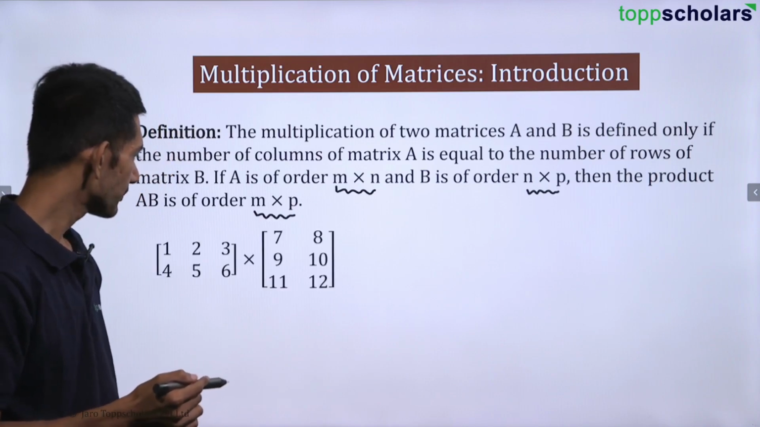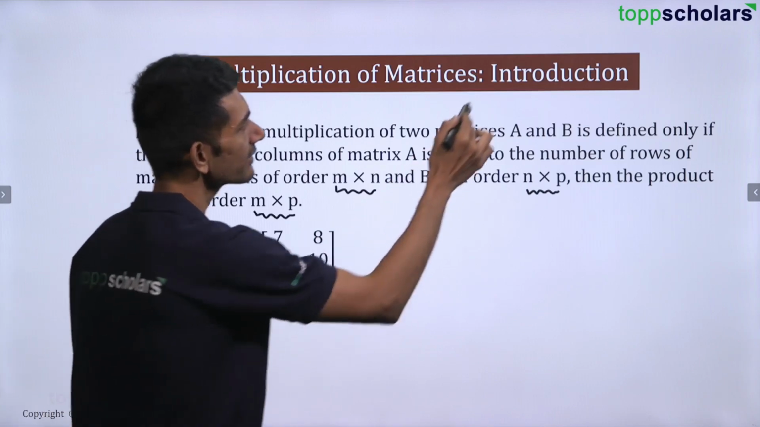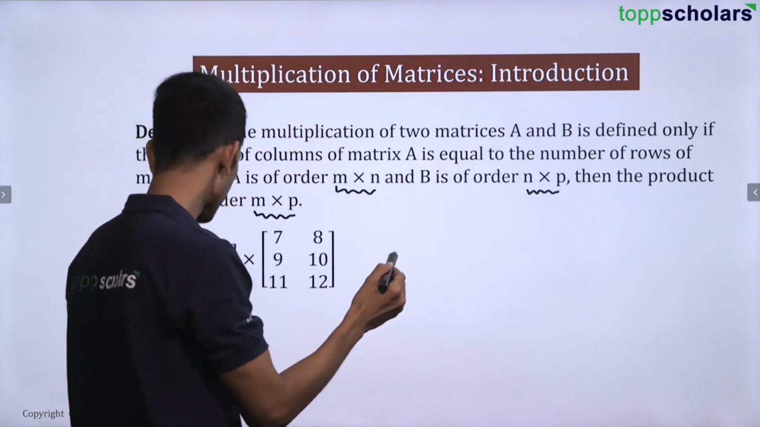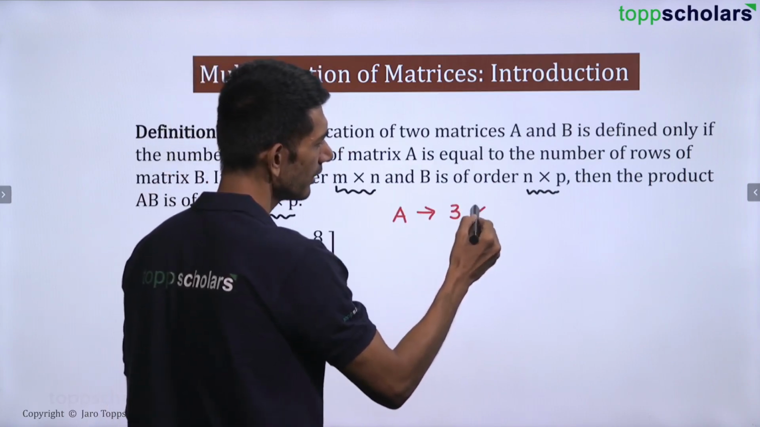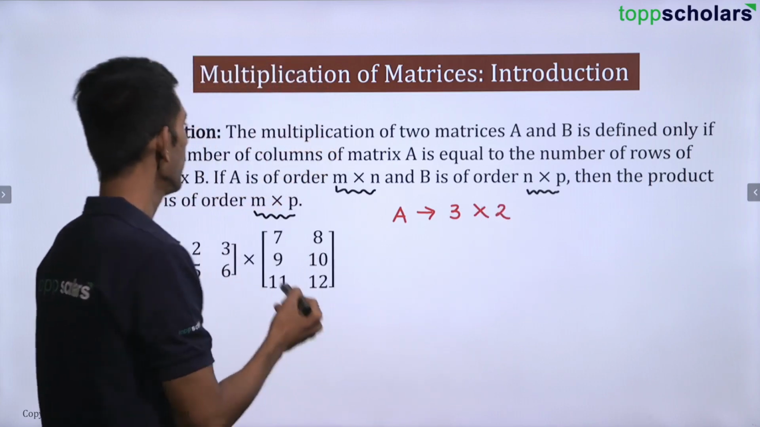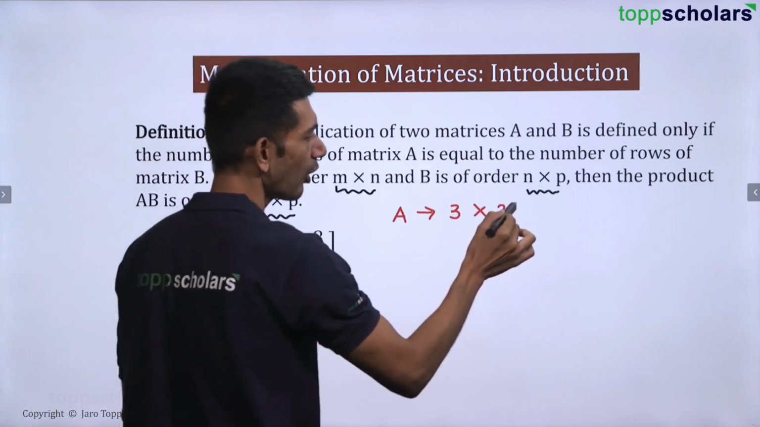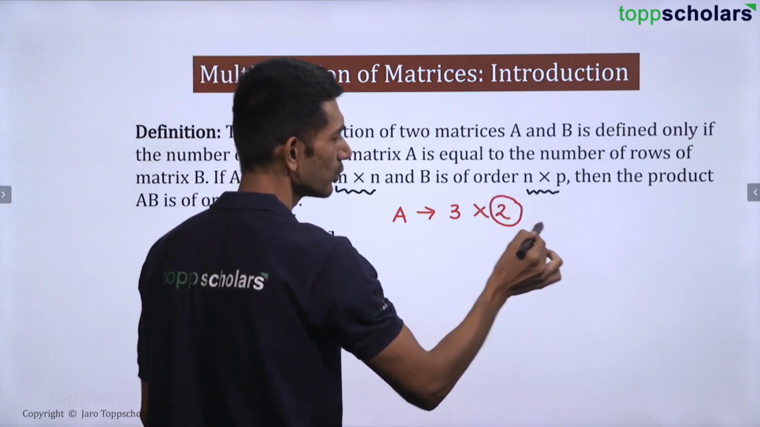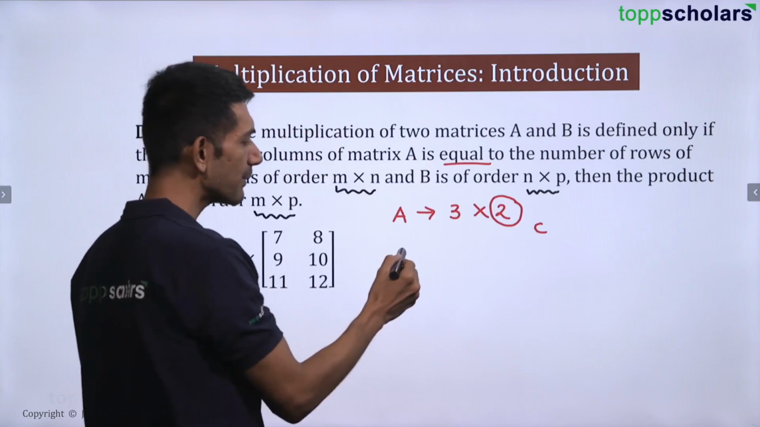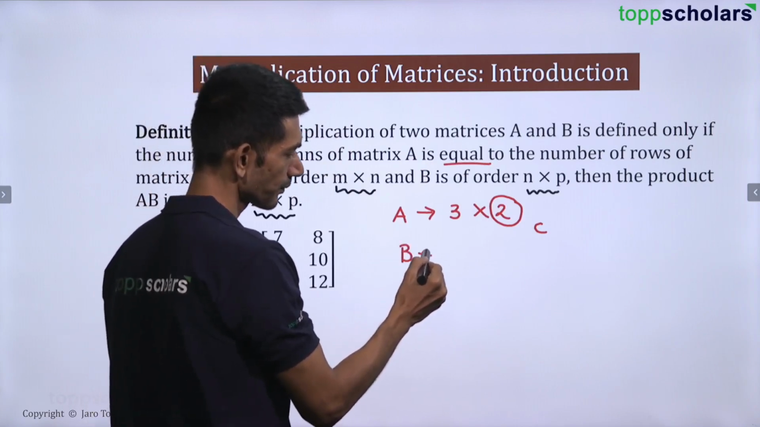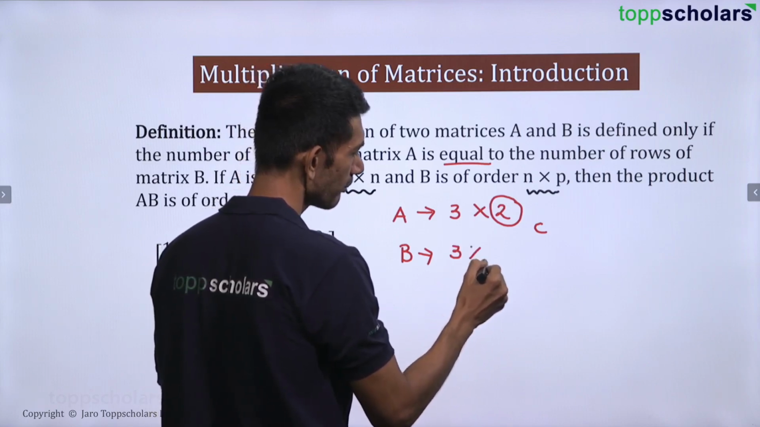Let us understand this. Observe very carefully. Understand the condition. The condition says that, suppose I have a matrix A, and the order of that matrix is 3 by 2. Now see, the multiplication of two matrices A and B is defined only if the number of columns of matrix A, how many columns are there? The columns are 2, is equal to the number of rows of matrix B. I have a matrix B. Suppose the order is 3 by 1.